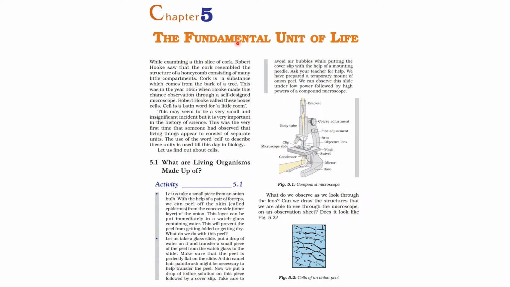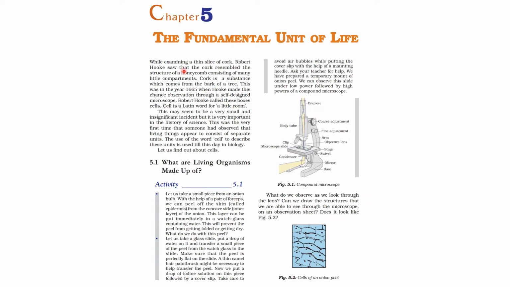So why is the cell called the fundamental unit of life? A single cell, when it becomes a group of cells, forms a tissue. A group of tissues forms an organ. A group of organs forms an organ system, like the muscular system, respiratory system, digestive system, etc. And these systems form an individual. That's why the cell is called the fundamental unit of life.